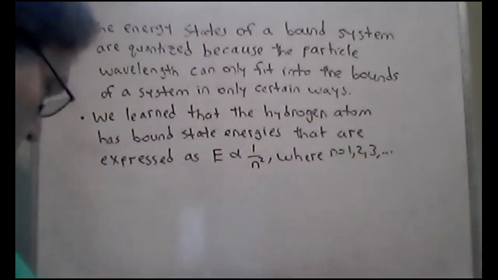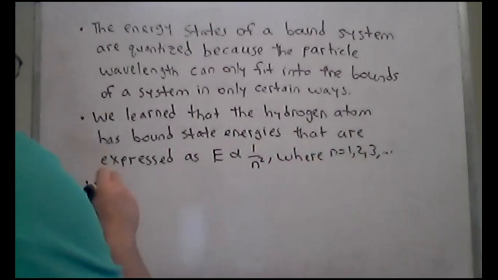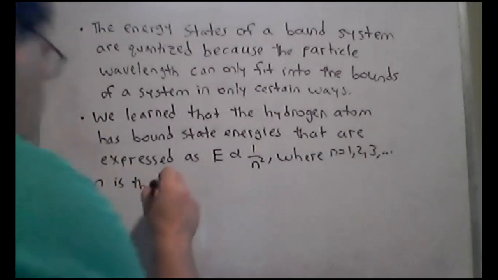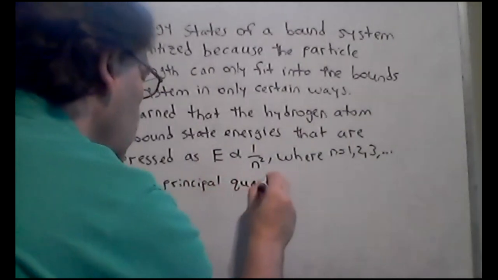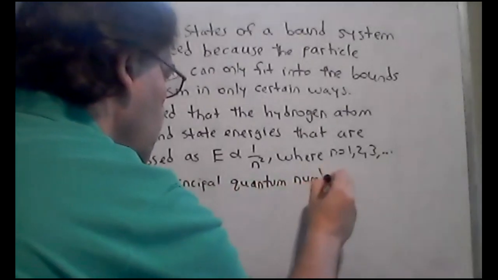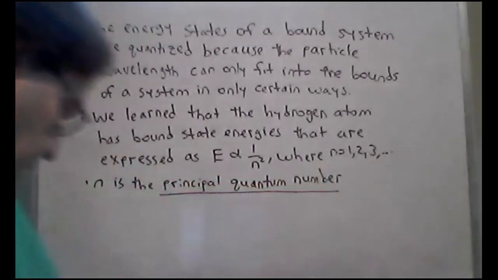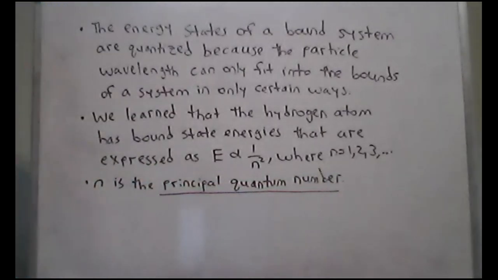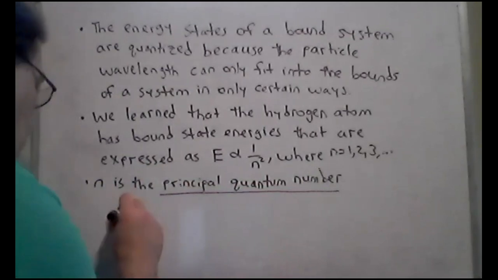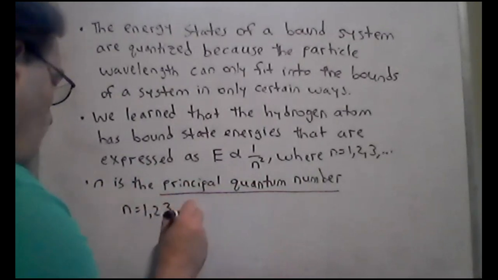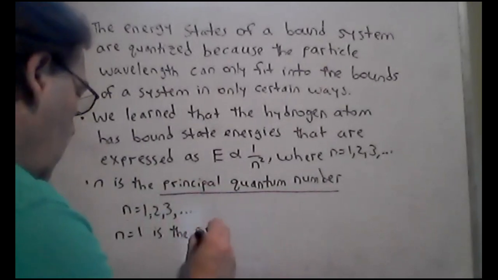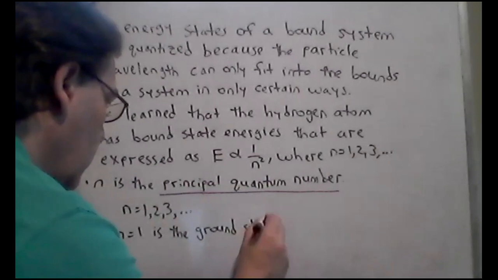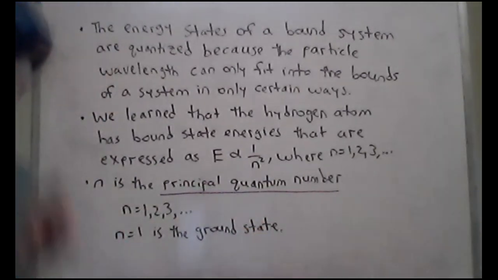All right, so the n is the principal quantum number. Okay, so again, this is a number that defines a main orbital of your system. The allowed values of n are 1, 2, 3, ... n equals 1 is the ground state. And we've been using this language for a while now.